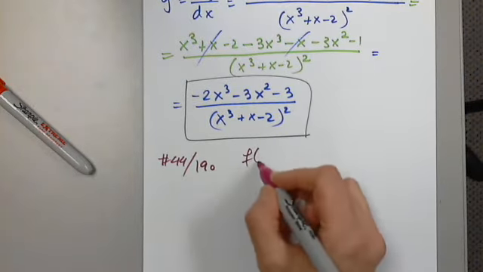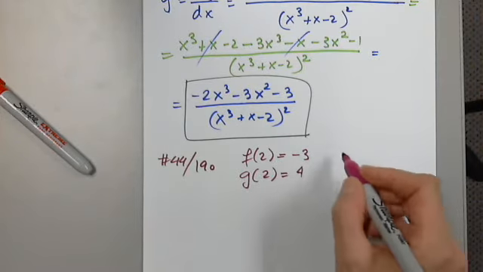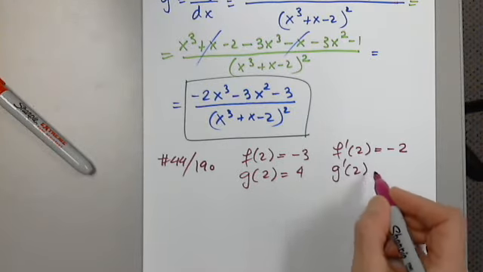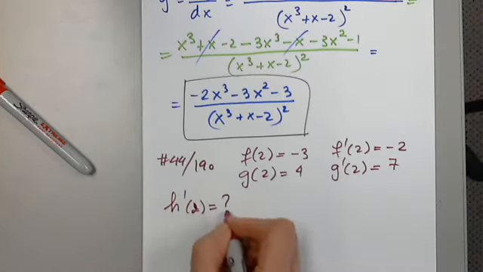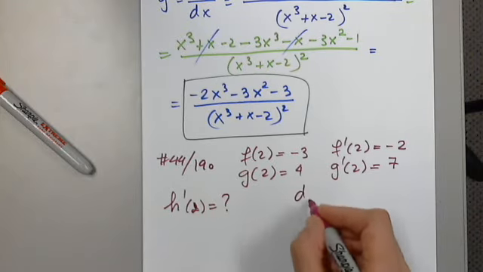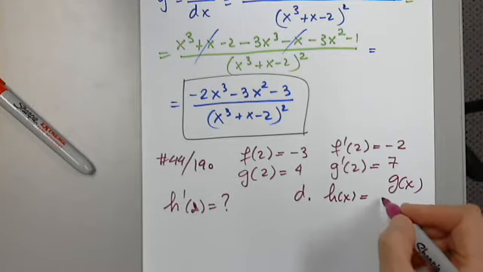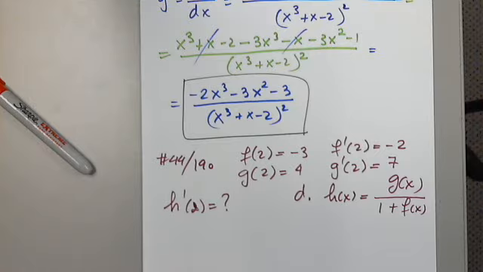So we're given f of 2 equals negative 3. G of 2 equals 4. F prime of 2 equals negative 2. And G prime of 2 equals 7. The question is, find H prime of 2. And we are given in part D that H of x equals G of x over 1 plus f of x. So we're asked to find h prime of 2.